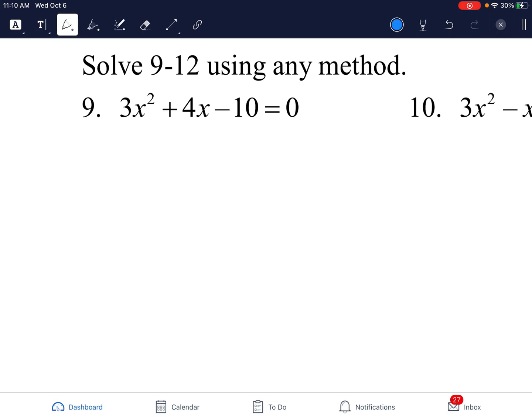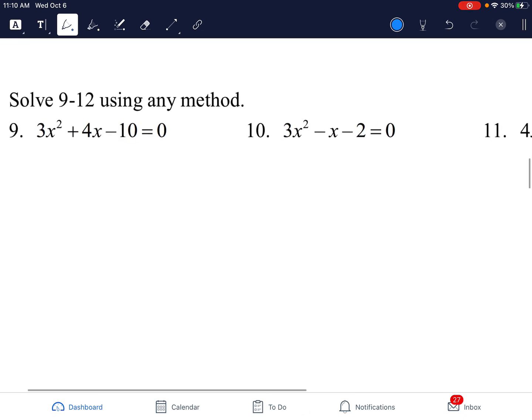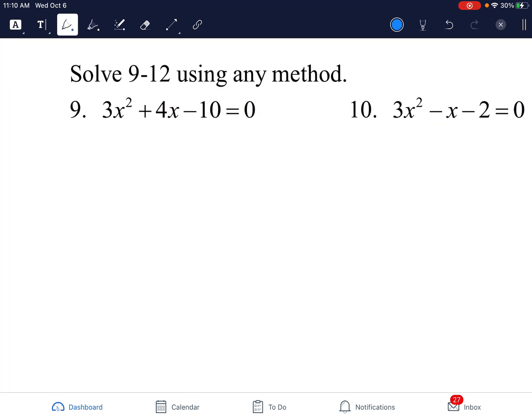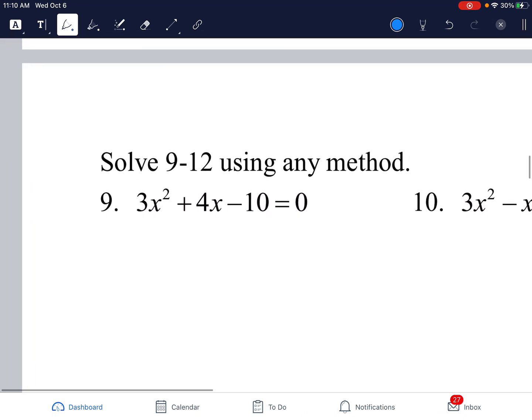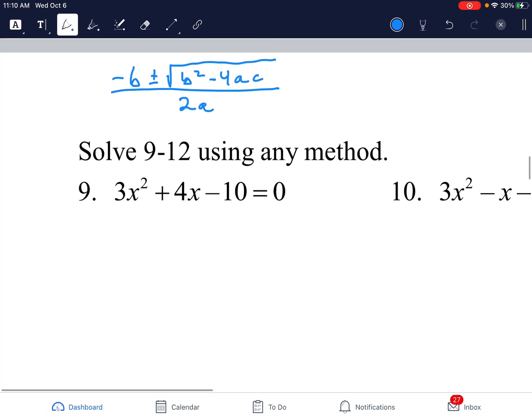We're going to do the quadratic formula. A quadratic formula, as far as I know, is not going to be given to you on the test. You're going to have to remember it. I'll put it up here on the top as a reminder. It's negative b plus or minus the square root of b squared minus 4 times a times c, all divided by 2a. So in this problem, 3 is your a, 4 is your b, negative 10 is your c.